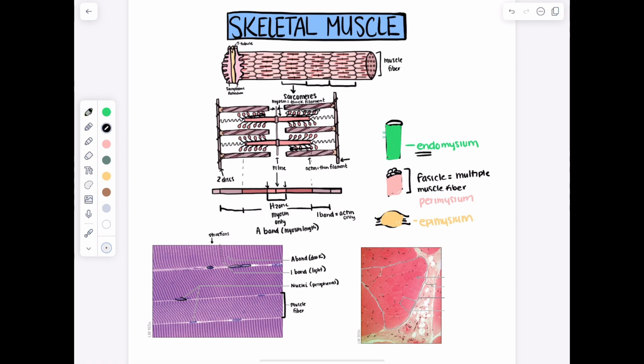Endo, E-N-D-O, is in. It's the smallest surrounding that we have. It surrounds just the muscle fiber. The fascicle is surrounded by peri, and the whole muscle is surrounded by epi.